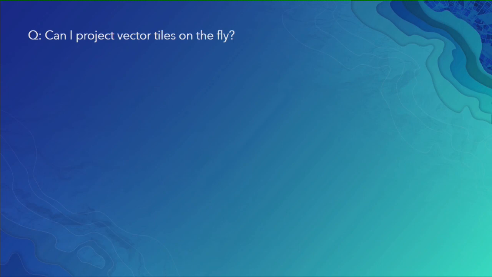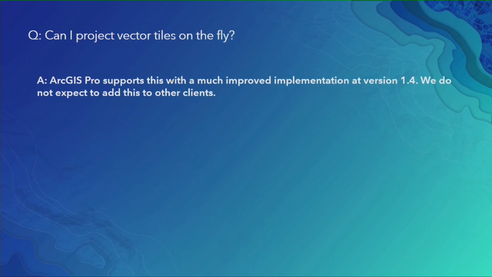Another question we get is, can I project vector tiles on the fly? So people look at vector tiles, they say, hey, it's vector data, can I project on the fly? ArcGIS Pro will actually do this, but it is a heavyweight operation, and I don't expect that we'll be adding that to the other APIs, including JavaScript, in the immediate future.